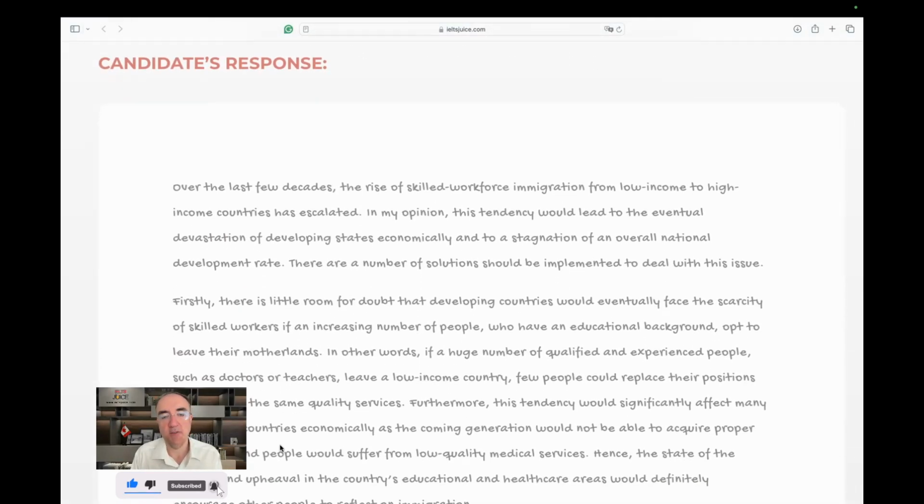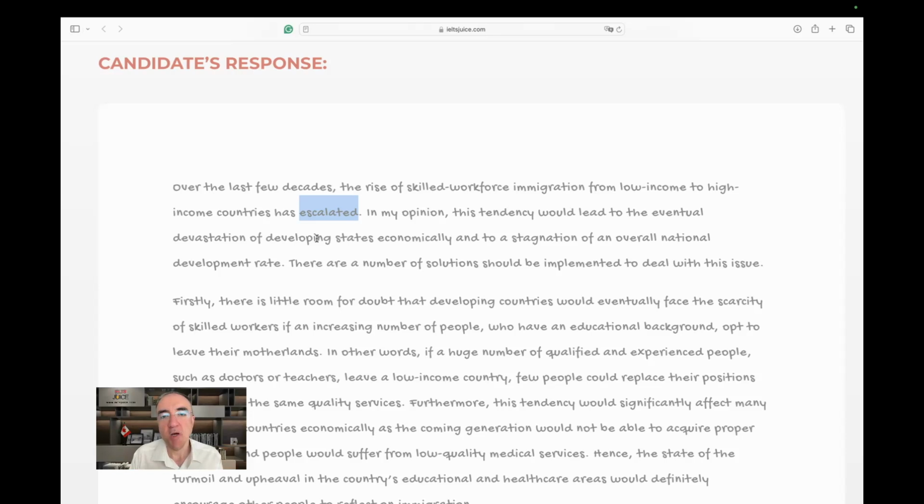Over the last few decades, wow, the rise of skilled workforce immigration, I wouldn't use a hyphen there. Just skilled workforce immigration would be fine. From low income to high income countries, okay, the low income countries to high income countries has escalated. Oh, we're going to use the word escalate. That's a good word. And that also has a negative connotation, or it is mostly used in negative sentences, meaning the writer is not happy with this immigration process.